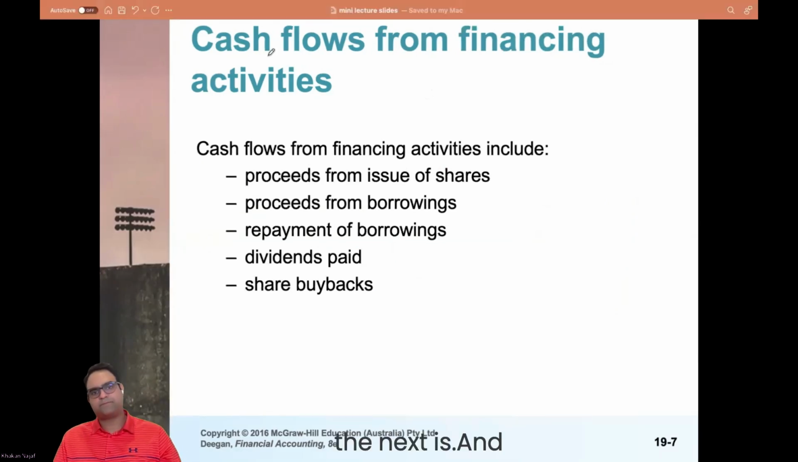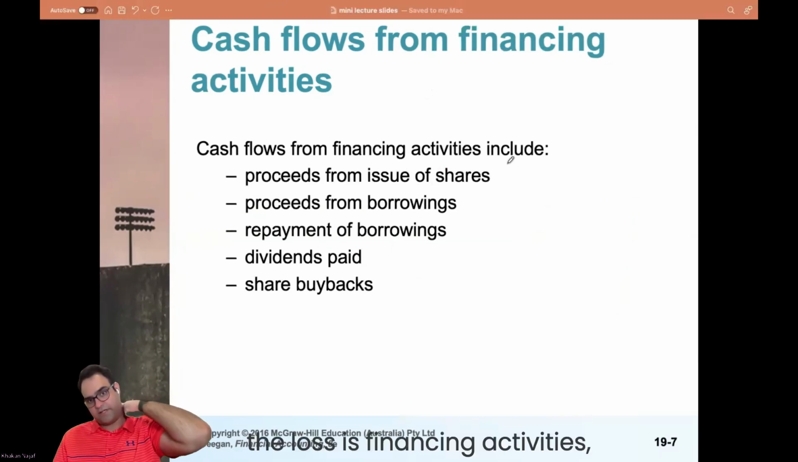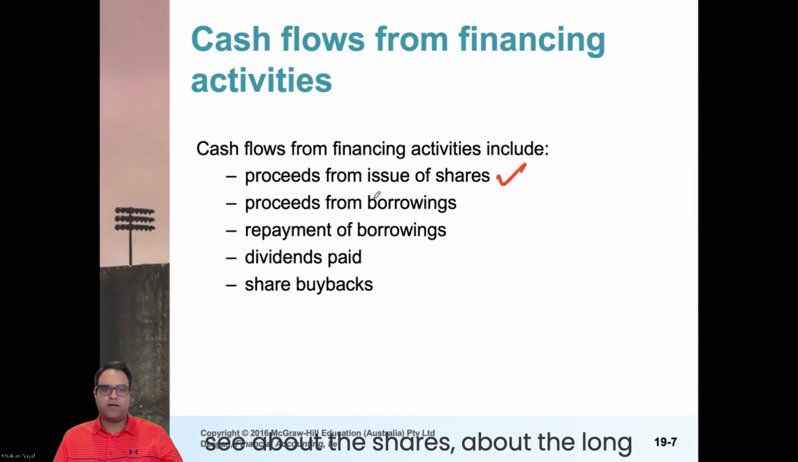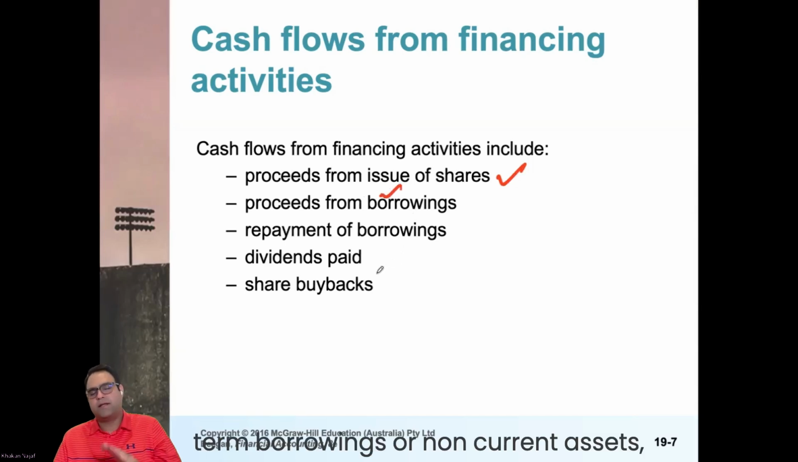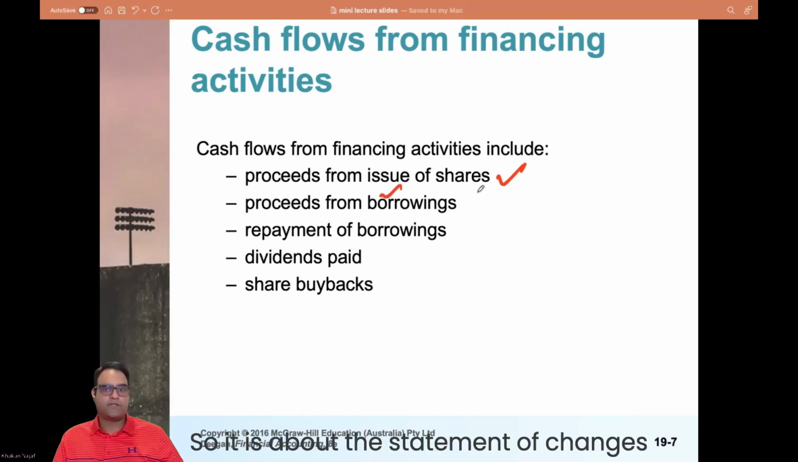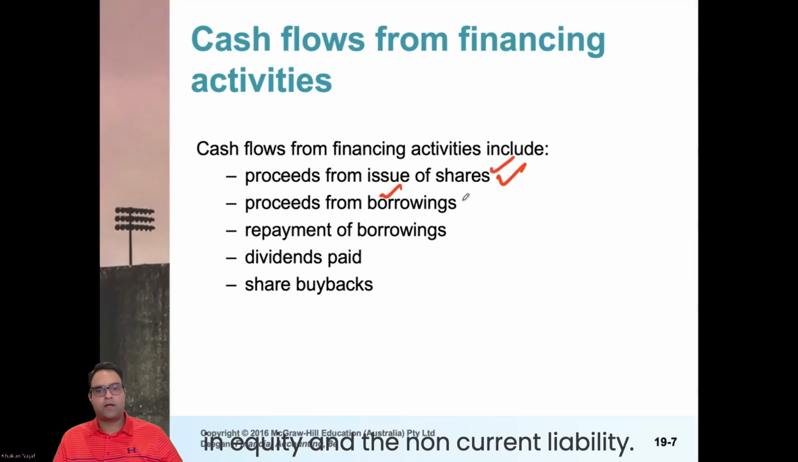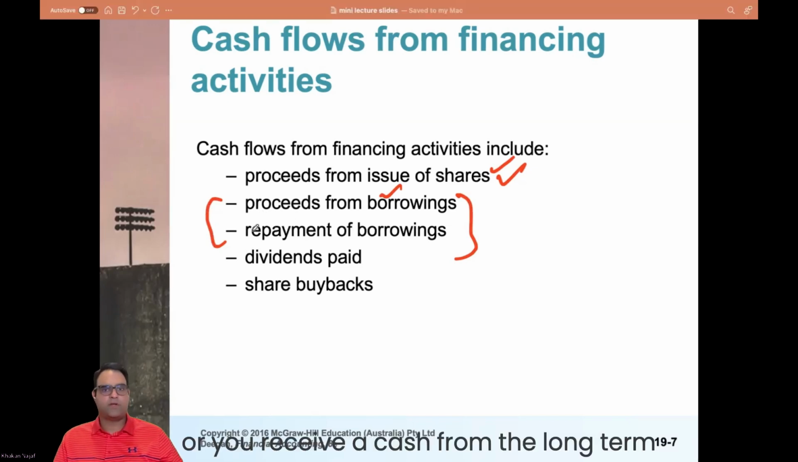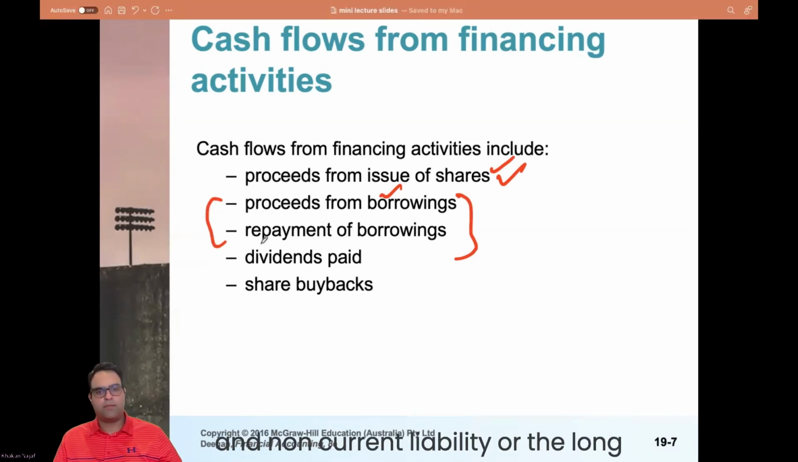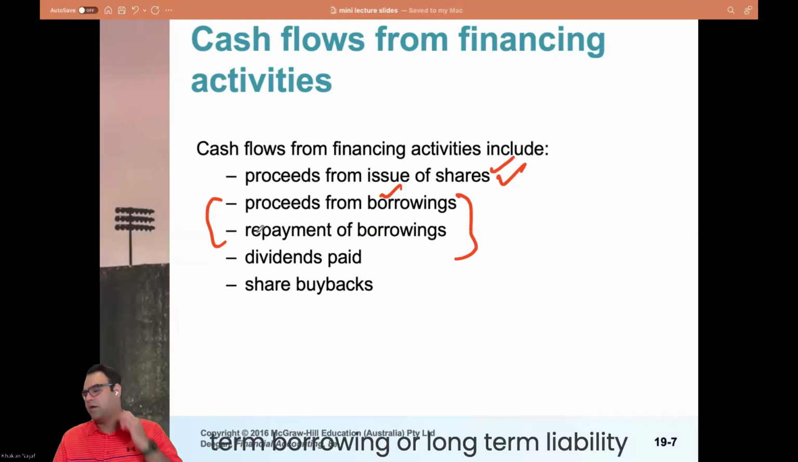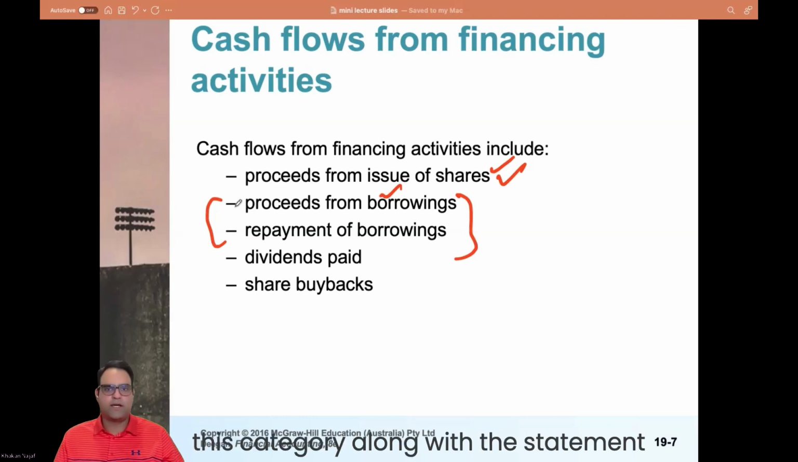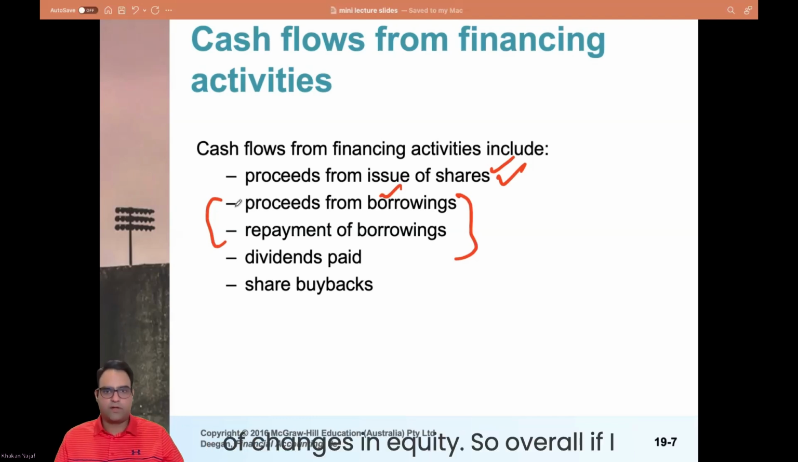The next, and the last, is financing activities. In financing activities, normally you can see the shares and the long-term borrowing. So it is about the statement of changes in equity and the non-current liability. If you have a long-term borrowing, you pay back, or you receive cash from the long-term non-current liability or long-term borrowing, that payment or receipt comes under this category, along with the statement of changes in equity.